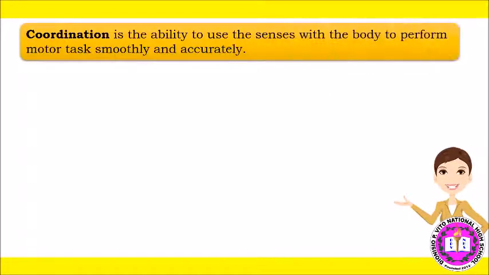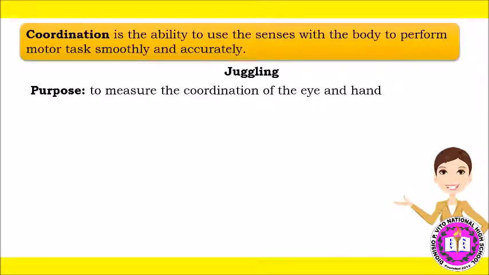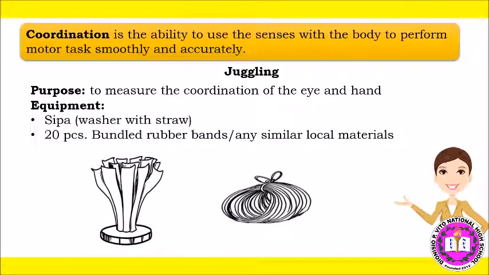Coordination is the ability to use the senses with the body to perform motor tasks smoothly and accurately. Juggling. Purpose: to measure the coordination of the eye and hand. Equipment: sipa or washer with straw, 20 pieces, bundled rubber bands, or any similar local materials.